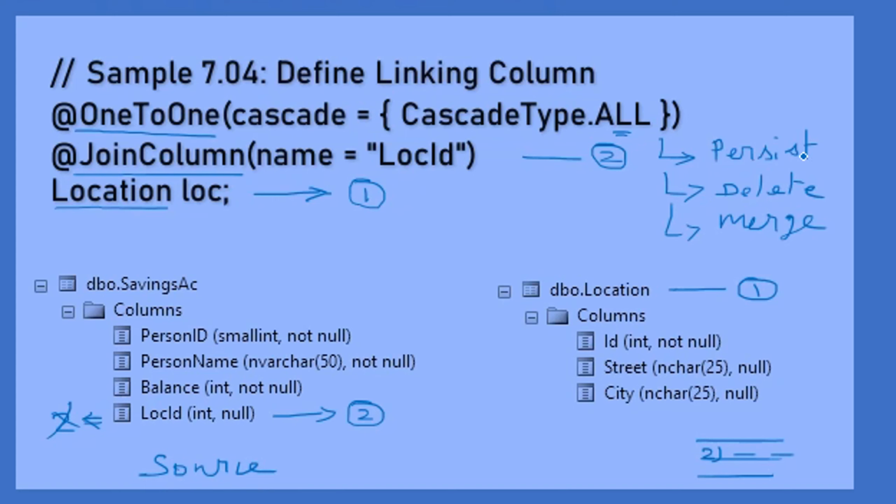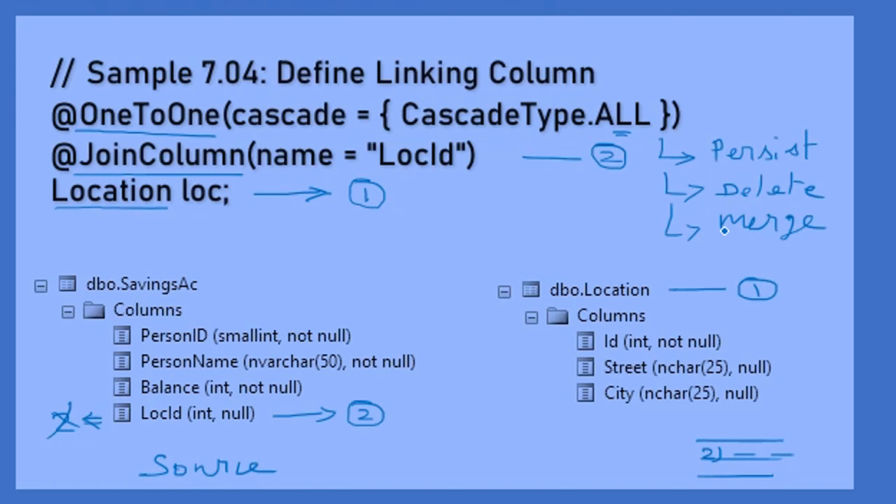CascadeType. So persist means when we persist savings account, it will cascade the effect. Suppose if we say 2, then it will go ahead and persist the location record also. Similarly, when we delete something in the savings account, based on this ID, it will go and scan the mapped row in the location table and delete that.